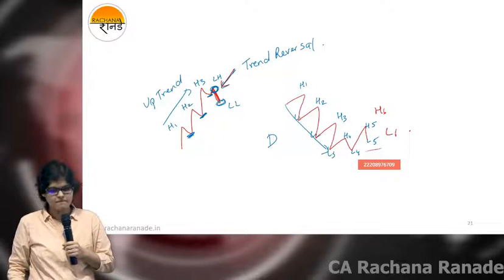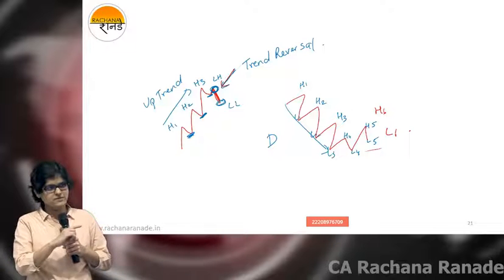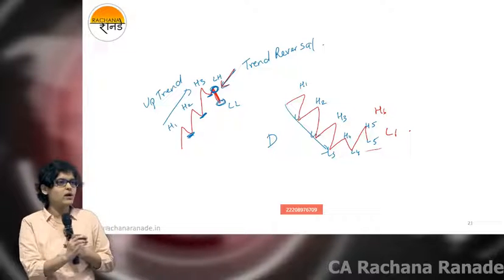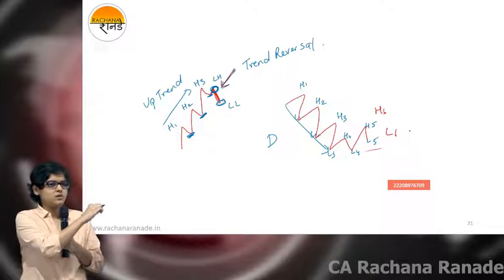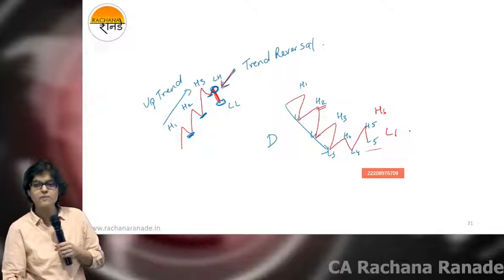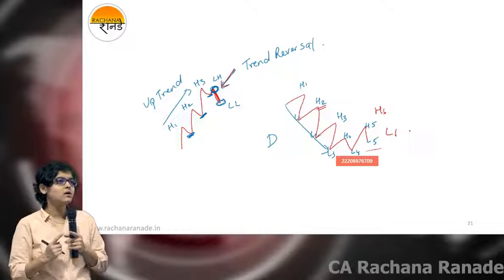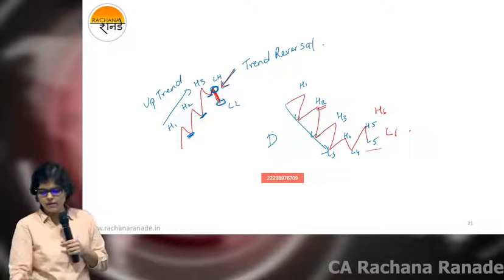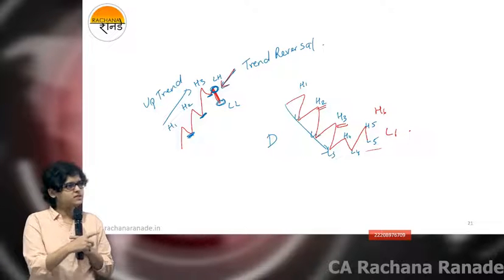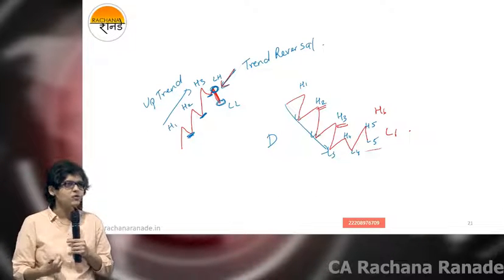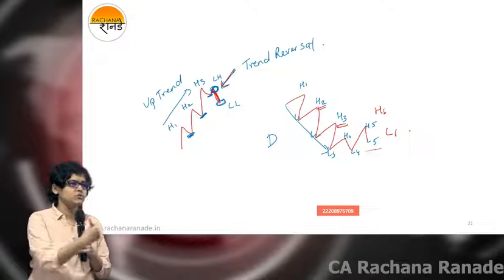Whenever I'm talking about any lower high, we always have to compare it with the immediate previous high. So whenever I'm talking about H2, we are comparing it with H1. If I'm talking about H3, I'm comparing it with H2. Same about lower lows also. We are comparing it with the immediate previous low.